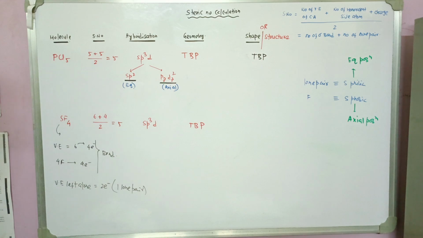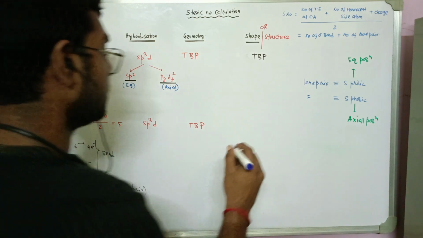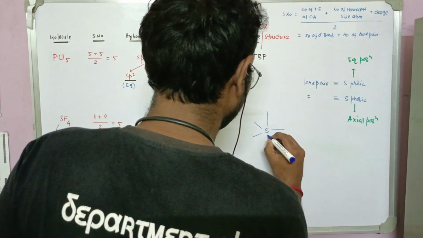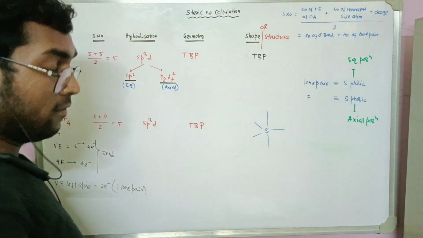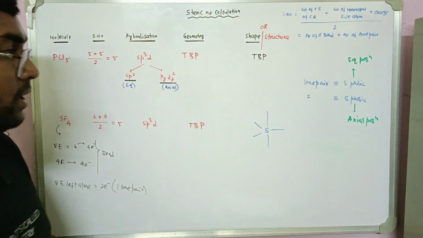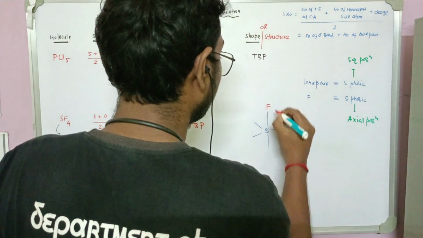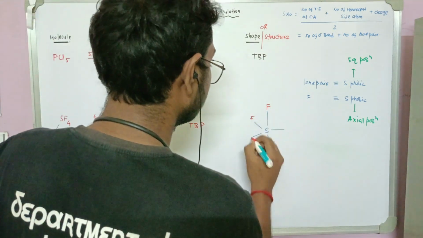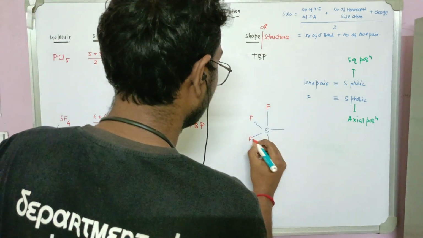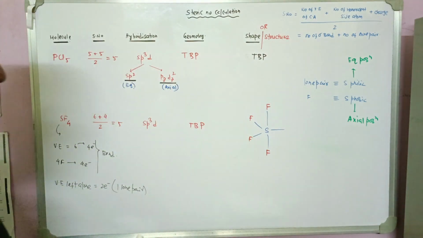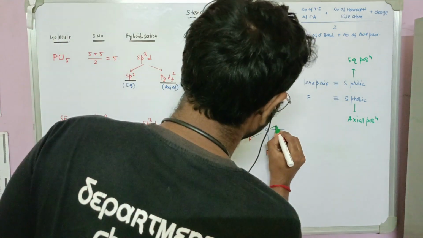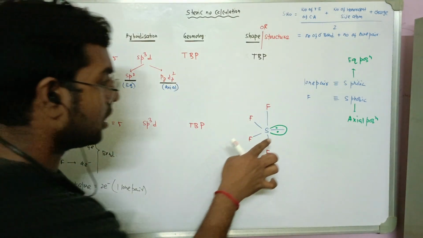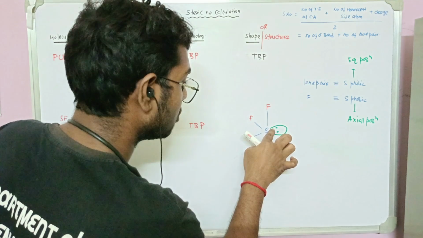Okay, let's draw the shape of SF4. This is the geometry, and there are 4 fluorine atoms. Let's start by putting the fluorine atoms in the axial positions. There are no axial positions left, so we have to put 2 fluorines in the equatorial position and 1 lone pair in the equatorial position, like this one. Now let's erase this bond because it is only a lone pair.